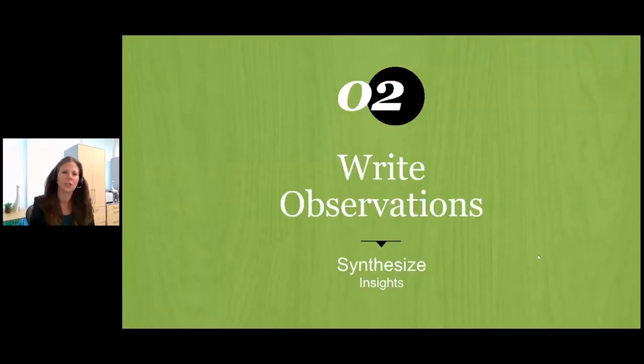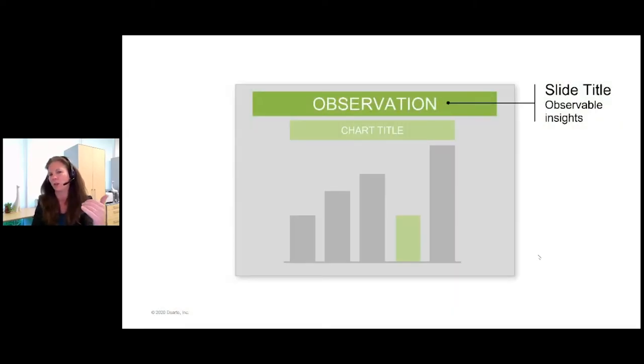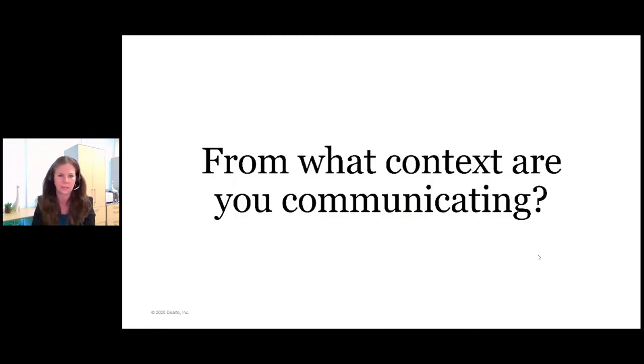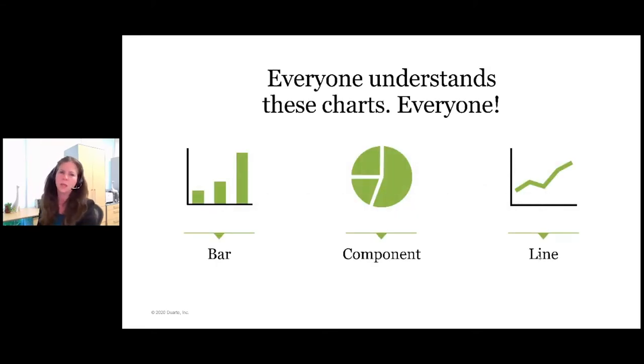Then the next step is you're going to write observations. So on top of the chart title, you're going to make some observations and you're going to be taught how to make observable insights about the data itself. And part of that requires you to understand the context from which you're approaching the data, but also the context under which the audience is going to be processing the data. So this course also is just loaded with empathy, which is really important when you're processing information.